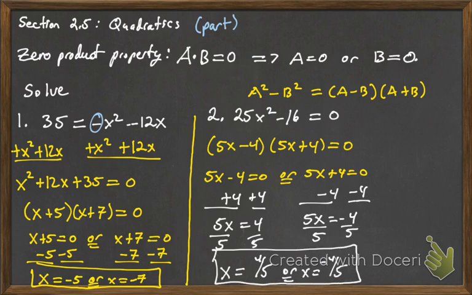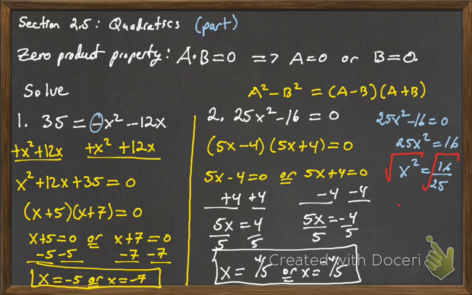Okay. There is another way we could solve this equation. 25x squared minus 16 is equal to 0. It's called the square root method. So we would add 16 to both sides, and then we would divide by 25. And what we would want to do is, to get rid of the square, we would take the square root of both sides. So we take the square root of the left side, take the square root of the right side, and so we get x is equal to 4 over 5, which gives us one of the answers here.